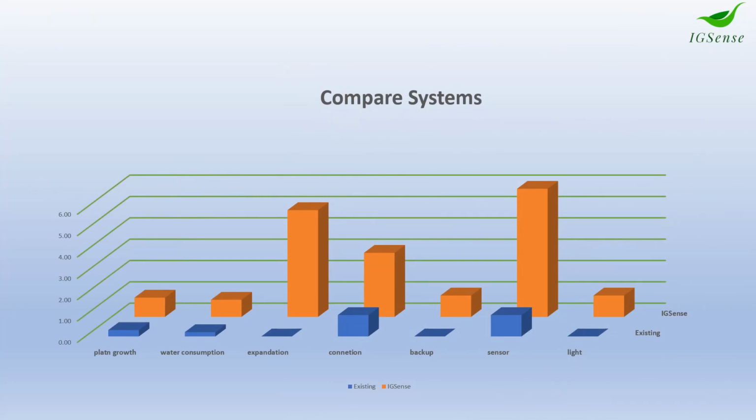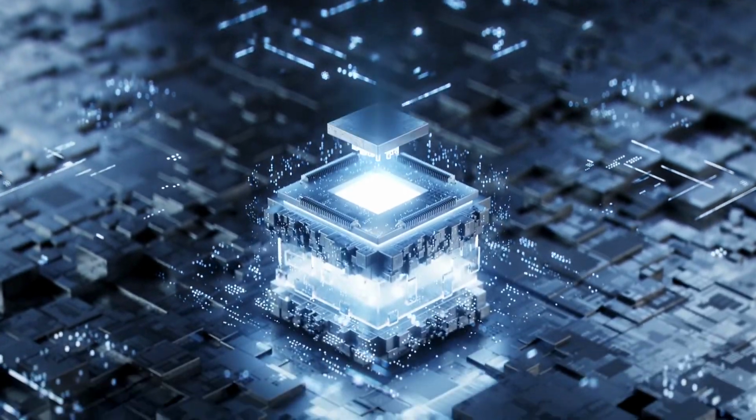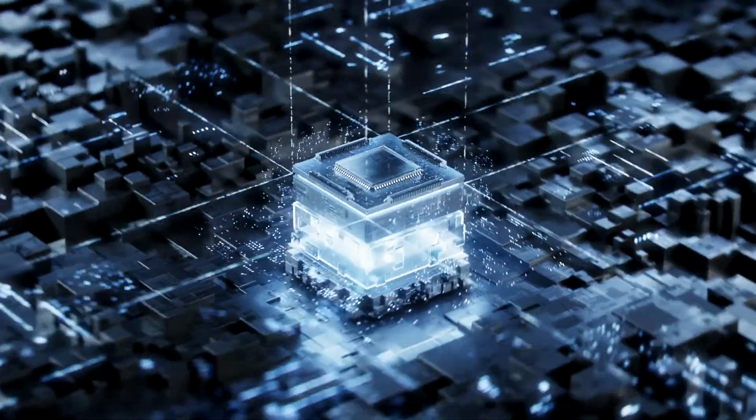And finally, we set up a lab environment and compared our device to an existing device. Competitive parameters are plant growth rate, water consumption, connection ways, number of sensors, expandability or modularity, light consumption, and backup capability. As you can see in the comparison chart, IGSense is more efficient than the sample device. Thanks to the honorable judges for their kind attention.